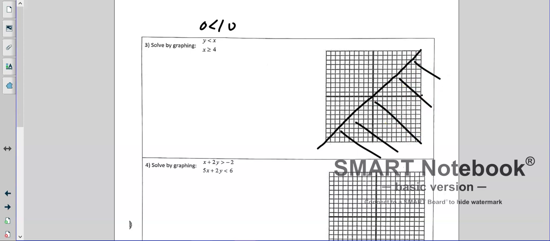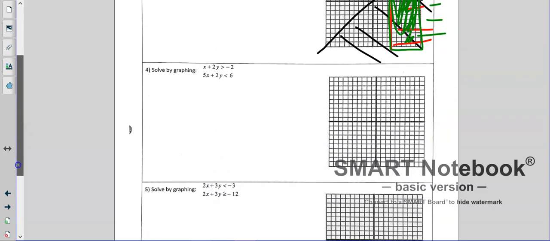X is greater than or equal to 4. X is a vertical line at 1, 2, 3, 4, which means I'm shading this way. So my overarching region is going to be this, but technically it's actually going on forever this way underneath it, but on this graph, that's the region. I'm not doing corner points, just graphing right here.